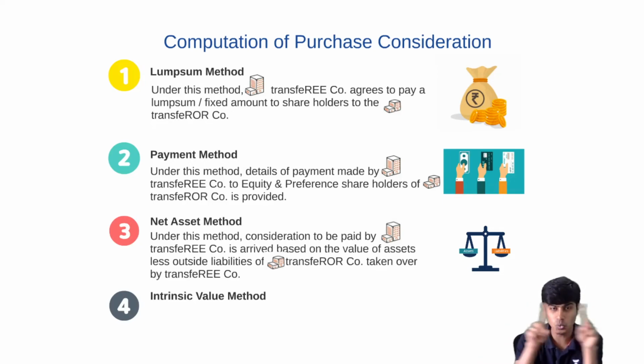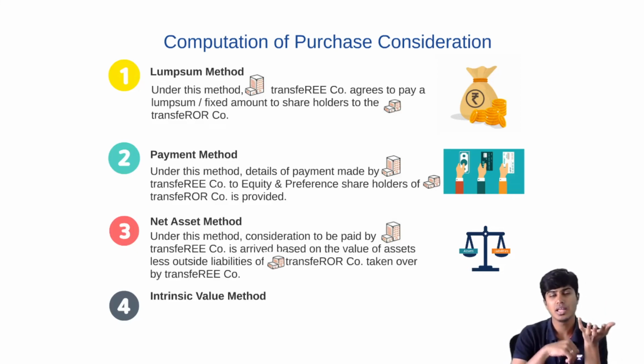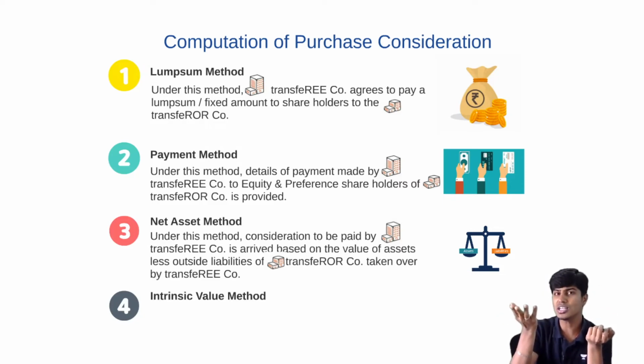We compare these two to arrive at the exchange ratio. If transferee company's each share is 1000 rupees and transferor company's each share is 500 rupees, then 2 shares of transferor is equal to 1 share of transferee.